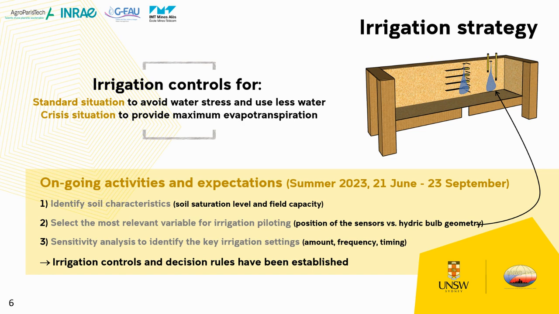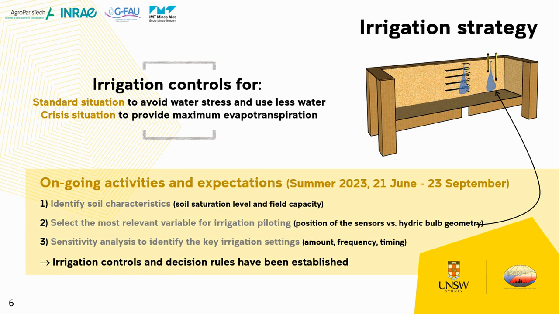So this summer, our ongoing activities and expectations turn on, first, identifying the soil characteristics, so the soil saturation level and the field capacity. Secondly, selecting the most relevant variables for piloting irrigation, taking into account the position of the sensor versus the hydric bulb geometry, as you can see in this illustration. And finally, we conducted a sensitivity analysis of the system to identify the key irrigation settings.